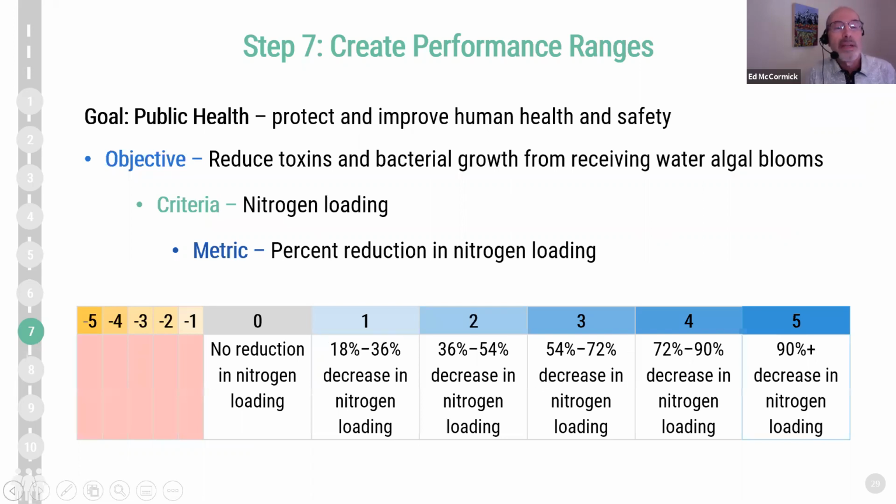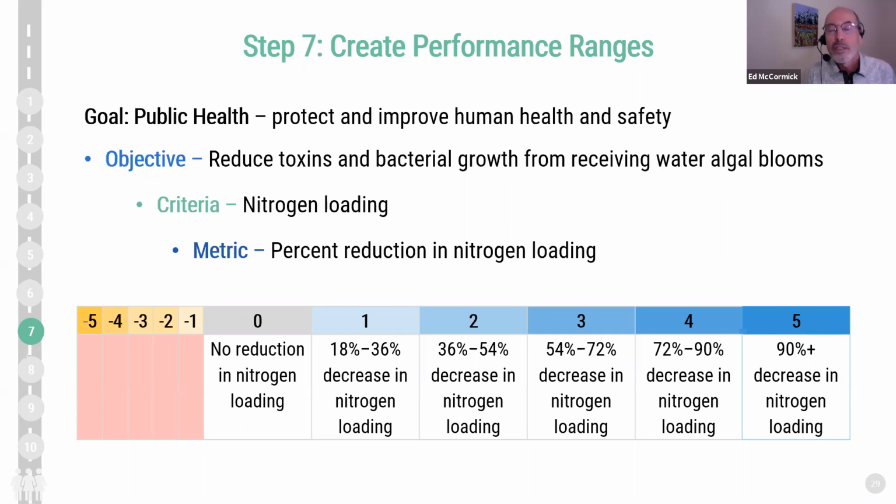Okay, so now we're populating against that public health goal, the metric of percent reduction in nitrogen loading. So first, what we determined was we were not going to have a negative scale, and you can make this decision as an organization. For example, any increase in nitrogen loading is not going to be acceptable, and none of the alternatives would introduce an increase in nitrogen loading. So in this case, there is nothing to the left of 0. 0 being no reduction from today's situation, from your current status quo. That's a 0 score for this particular metric and objective.